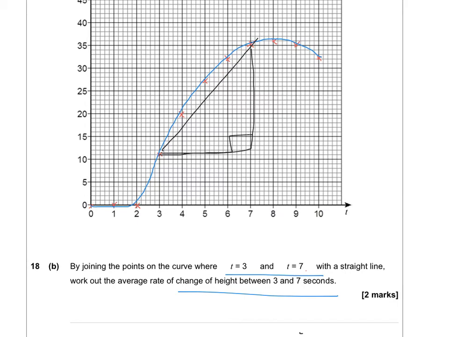So we draw in our right angled triangle. We know the base of this triangle goes from 3 to 7, so that's 4 units. The height of this triangle goes from 11 through to 35, so it's a height of 24. So the average rate is the gradient, which is 24 over 4, which is 6 centimetres per second.